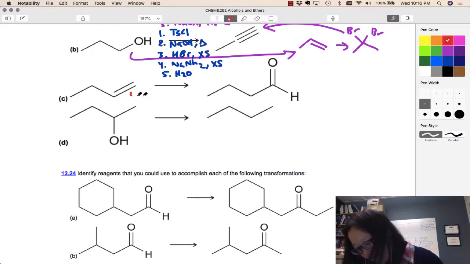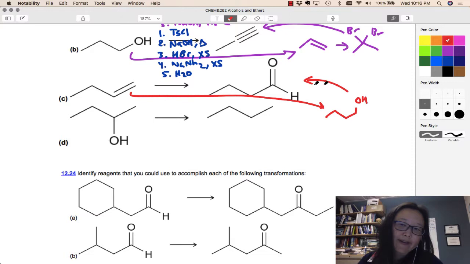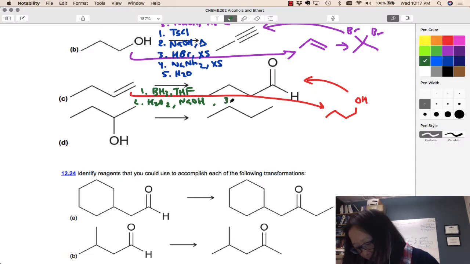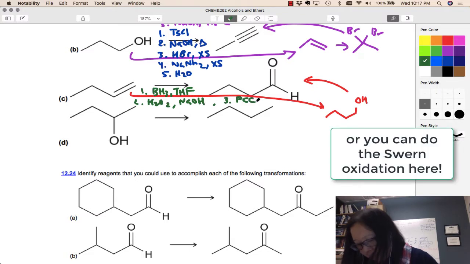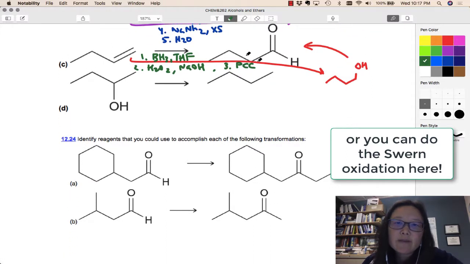Okay, for part C, I'm thinking I need to change this into an anti-Markovnikov addition of water and then oxidize it to an aldehyde rather than a carboxylic acid. So to do that, I'm going to use hydroboration oxidation to get my primary alcohol. And then my third step is going to be PCC rather than Jones or chromium-based reagents that are strongly oxidizing. PCC is my mild oxidizing agent, although it's also chromium-based.